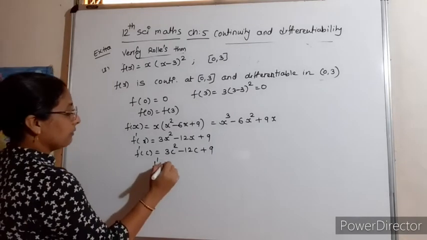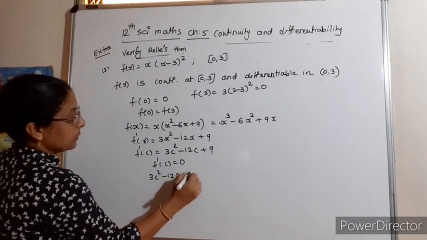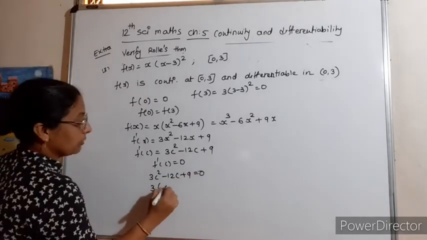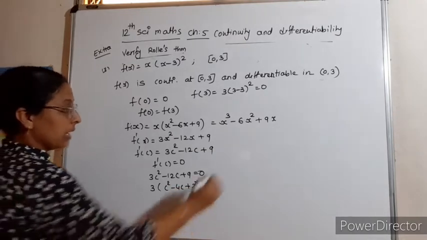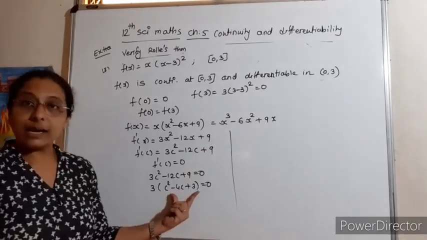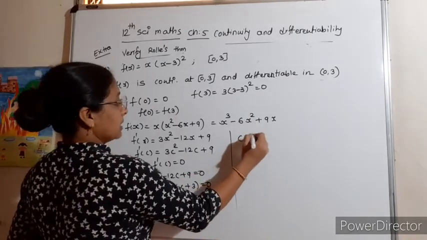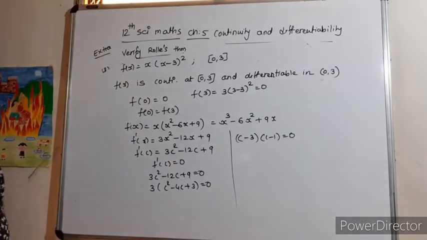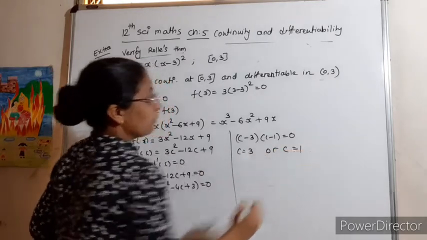We will take f dash c equal to 0. 3c square minus 12c plus 9 equals 0. We'll take 3 common. So we get c square minus 4c plus 3 equal to 0. Now we can factorize it directly. That is c minus 3, c minus 1 is equal to 0. Now what is it? c is equal to 3 or c is equal to 1.